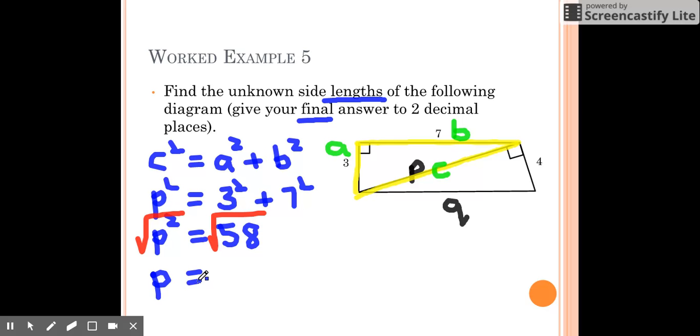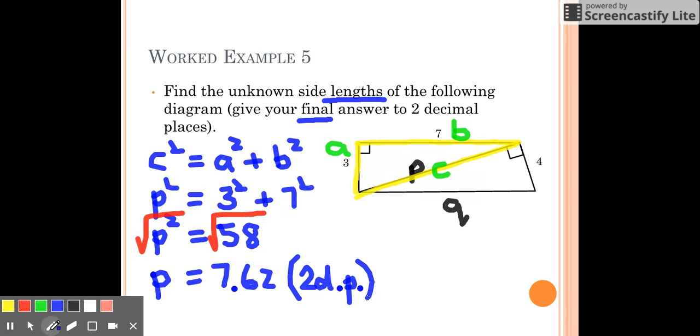And you'll notice that the number after 1 is a 5, which means I need to round up. So I'm going to round that to P is 7.62. We've got no units, to 2 decimal places. And that's fantastic. That's giving me the first side length, so I'll underline that.